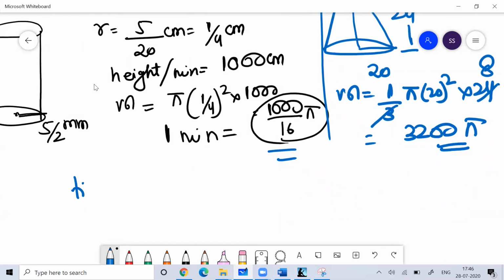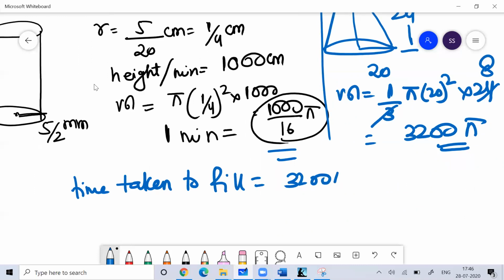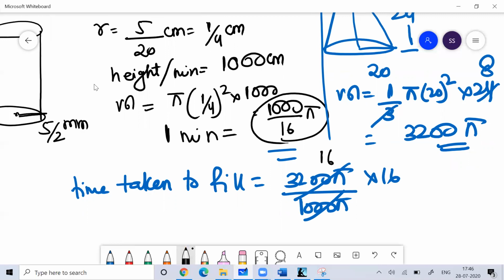So the time taken to fill this would be nothing but 3200 pi divided by 1000 pi into 16. This is nothing but 16 by 5. So I can write, 16 square is 256. So the time taken is 256 by 5 minutes. So this is nothing but 51.2.